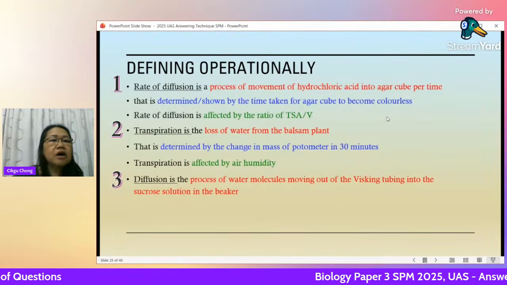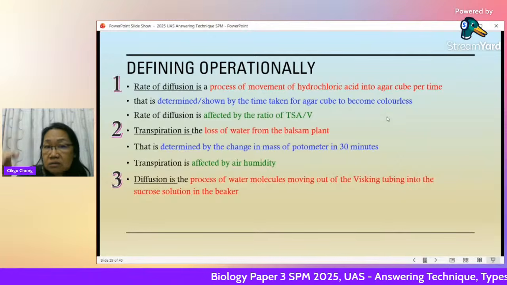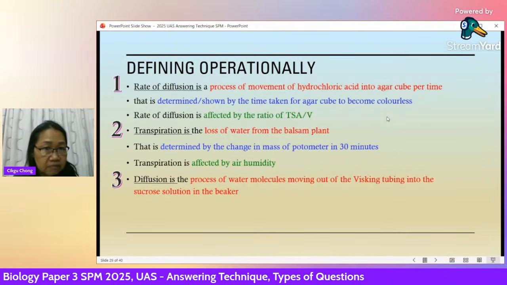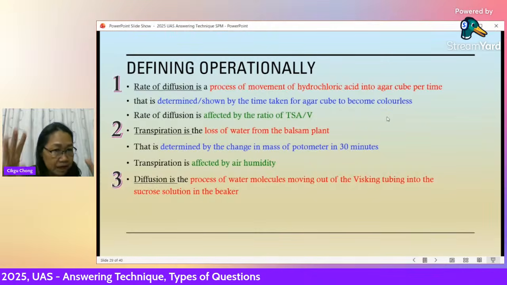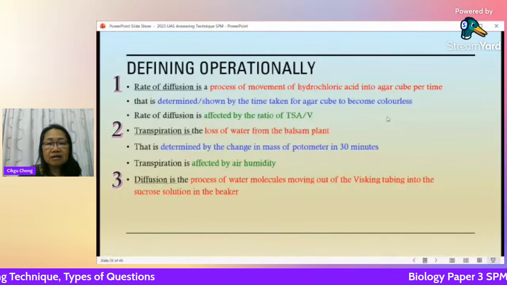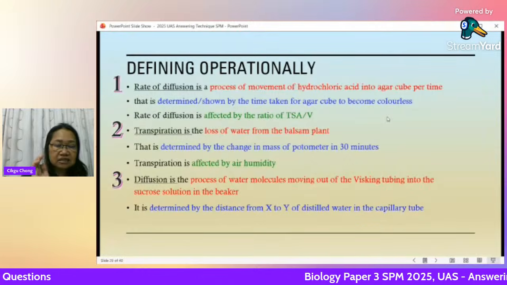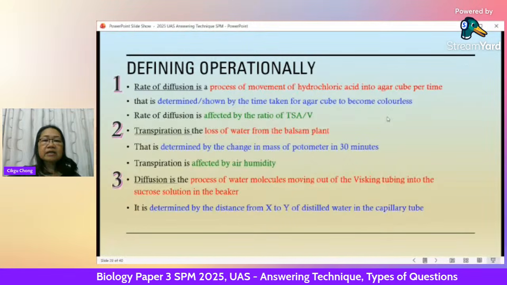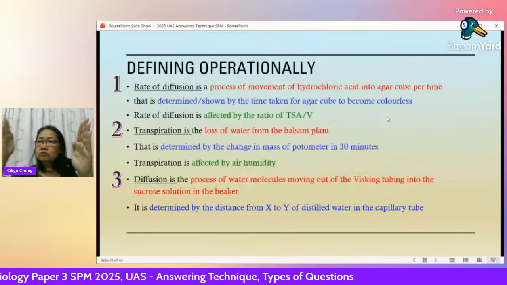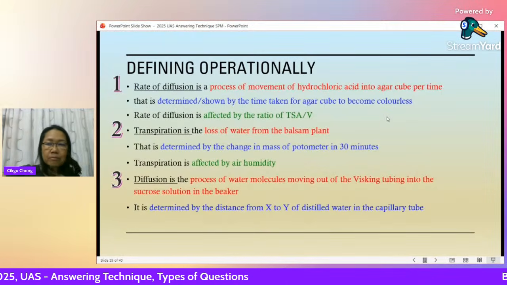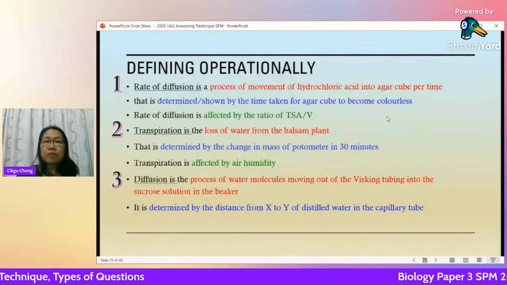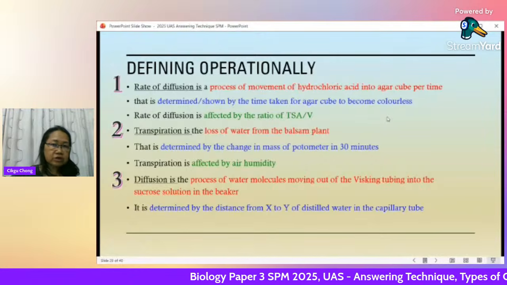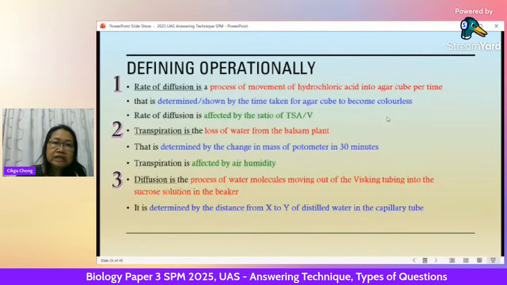Okay, defining. Diffusion is the process of water molecules moving out of the Visking tubing. You see, in the experiment, there is Visking tubing into the sucrose solution. You also use the sucrose solution in the beaker, right? It is determined by the distance of X to Y. So inside the experiment there's the capillary tube there. You measure X to Y. That's why everything must go inside your defining operationally in order to get full marks. Whatever is inside the experiment, very specific answers must go inside here.